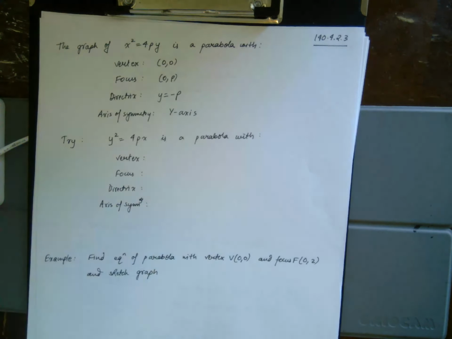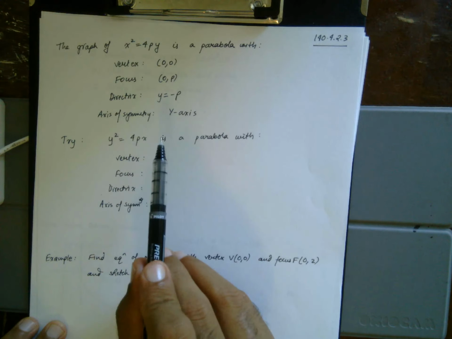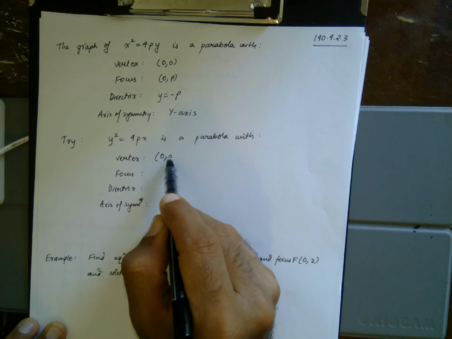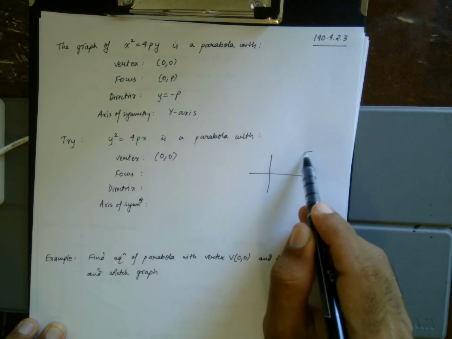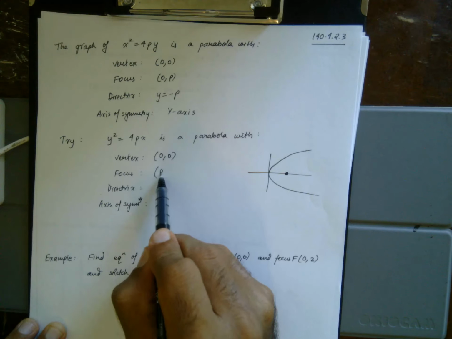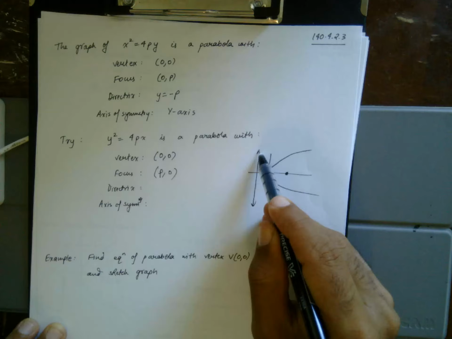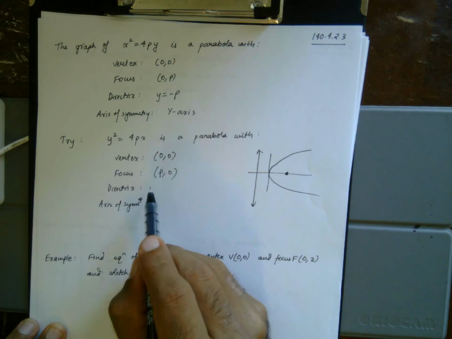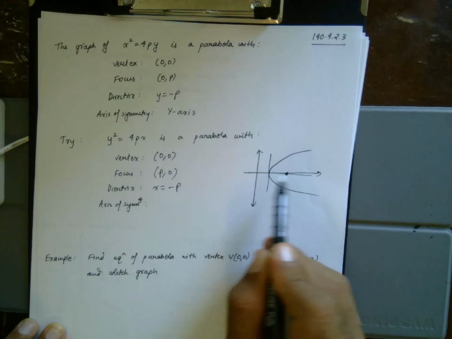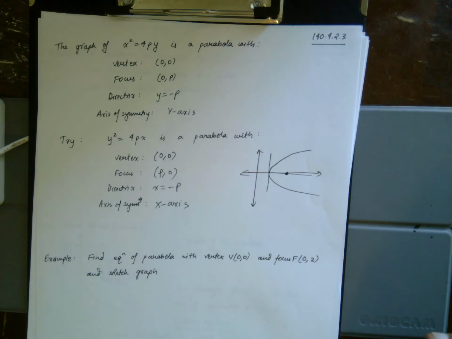It's the y-axis. Similarly, if you flip around the y and the x, you get y squared equals 4px. The vertex is still 0, 0, except it's going to open sideways. The focus is now on the x-axis, so it would be p comma 0 and not 0 comma p. The directrix would now be a vertical line, x equals negative p, and the axis of symmetry is now going to be the x-axis and not the y-axis.